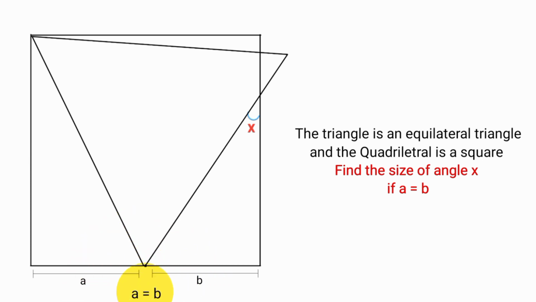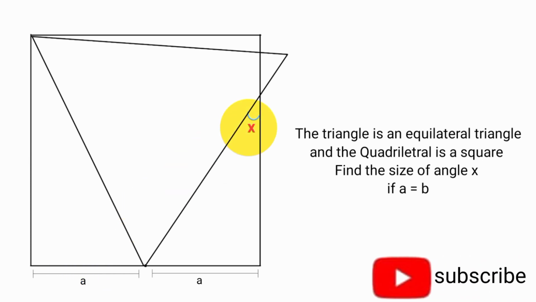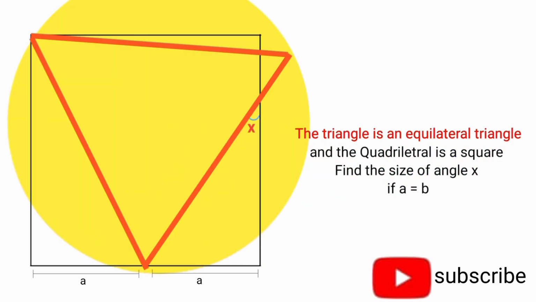Here I think since B is equal to A, we can just replace B with A to make it easier. Now we have A here and A here. So how can we find x? Let's first analyze the data we are given here. They say this triangle here is an equilateral triangle.